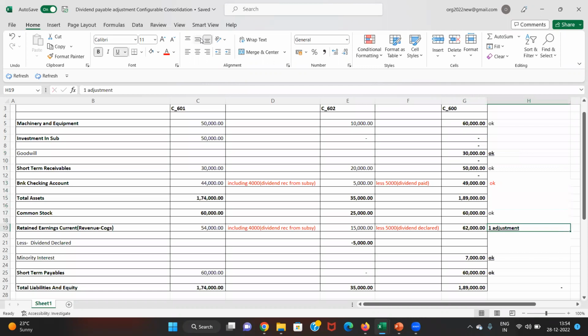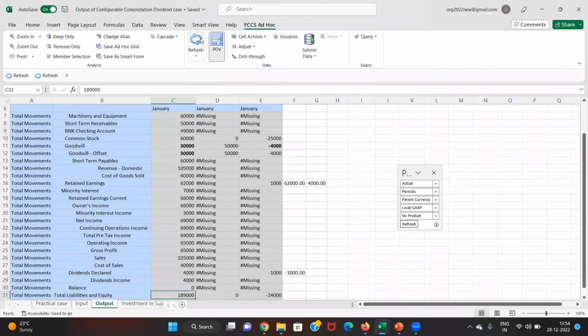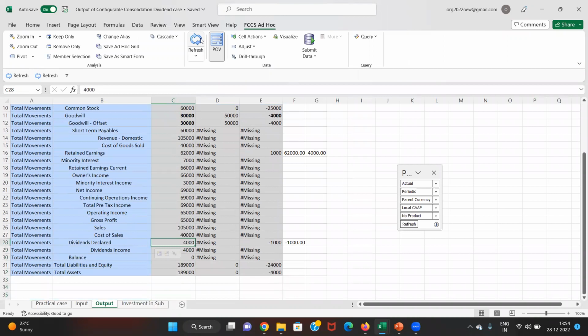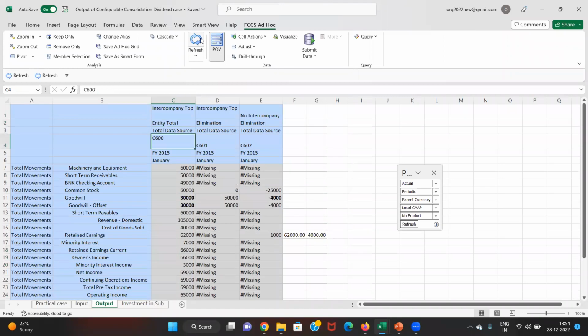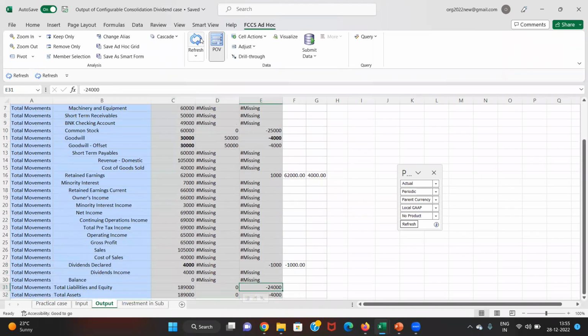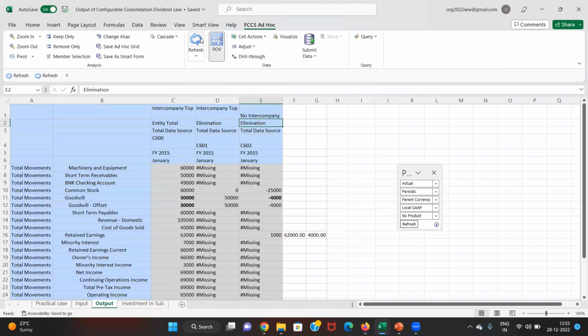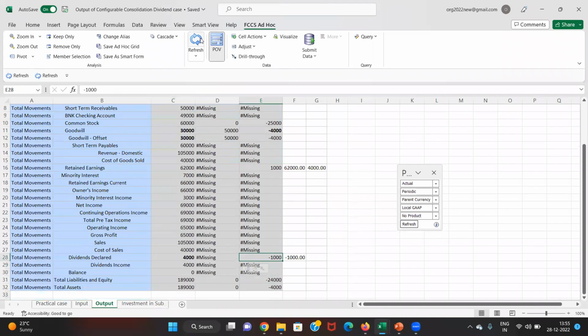Another adjustment that we needed was under dividends declared. You can see the dividends declared account is showing the figure of 4,000 under the console level, that is C600, after the rule is deployed. Under elimination, only negative 1,000 is now getting eliminated, which was desired by us, so that the retained earnings figure is now equivalent to what was there in our use case scenario. That is the ideal case that should have been there from the beginning.